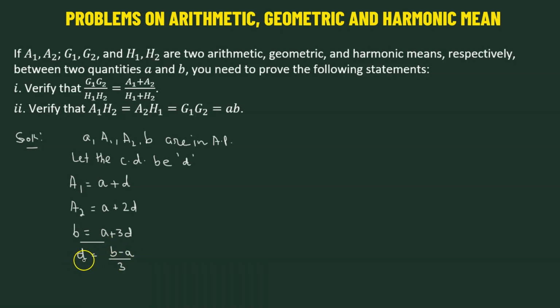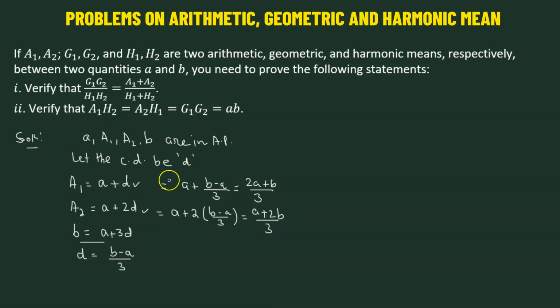So now that we have the value of d in terms of B and A, what we can do, we can replace it in place of d in A1 and the d in A2 to get the value of A1 and A2. So let's do that. So here we have A plus, so in place of d, we have (B minus A) divided by 3. So this is going to be equals to, we have (2A plus B) divided by 3. Then we have A2. So A2 is simply A plus 2 times d. So d is (B minus A) divided by 3. So this will be equals to, here we have (A plus 2B) divided by 3.